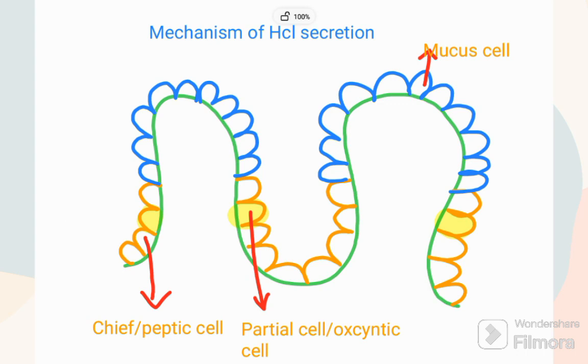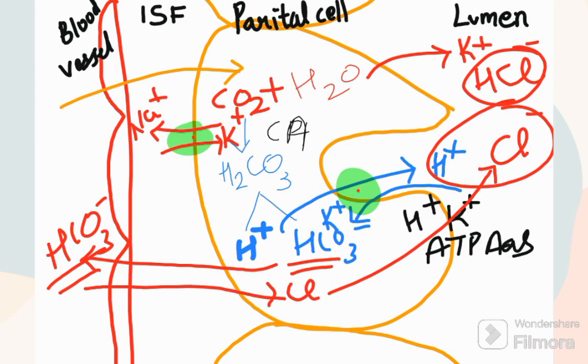Let's have a revision. Mechanism of HCl. HCl is usually secreted from the parietal cell or the oxyntic cell, which is present in the mucosal layer of the epithelium. It is the HCl which helps in conversion of pepsinogen into pepsin, which is secreted from the peptic cells.